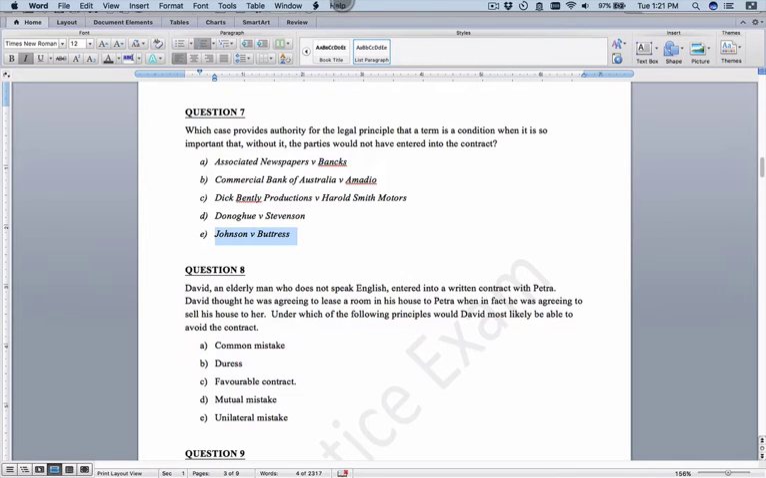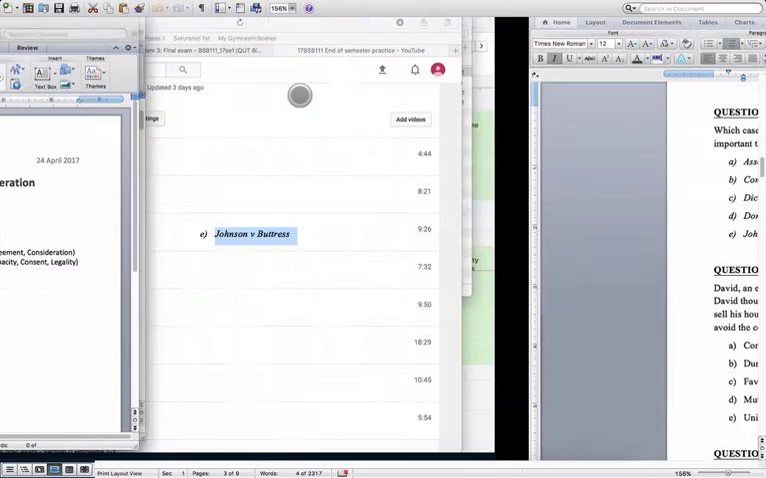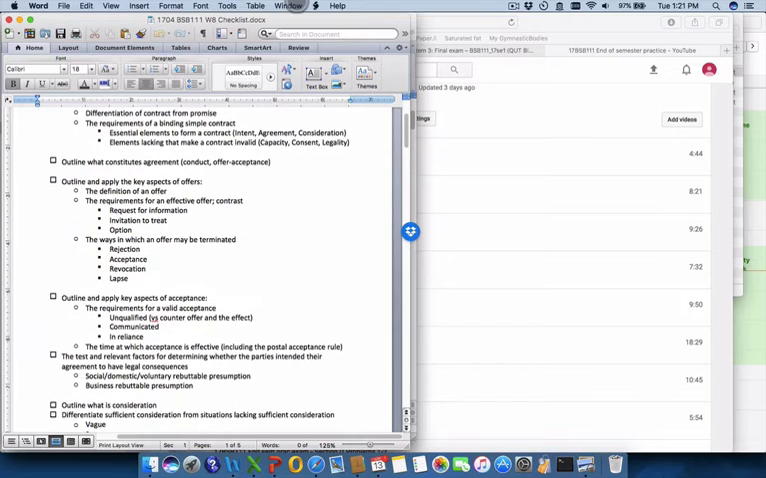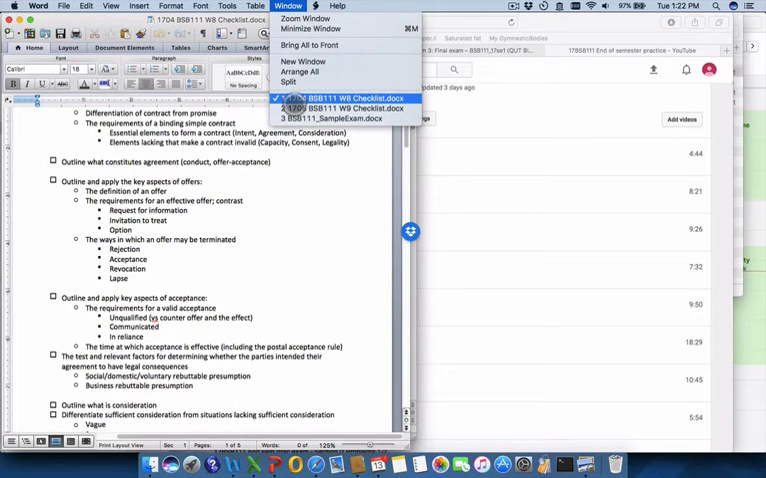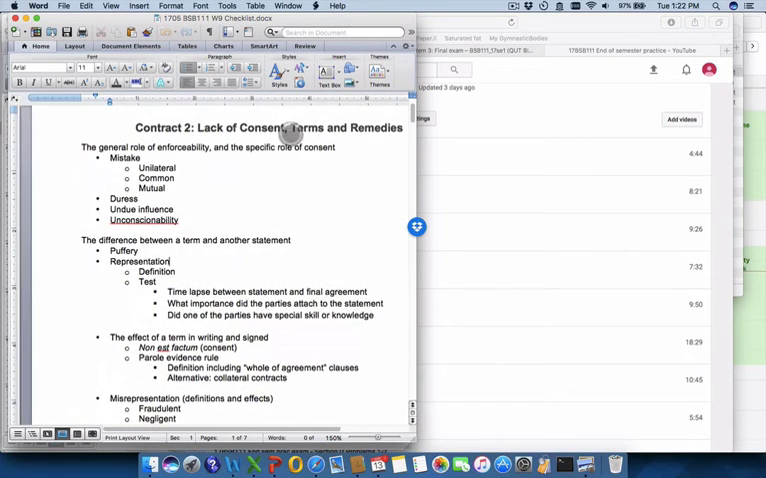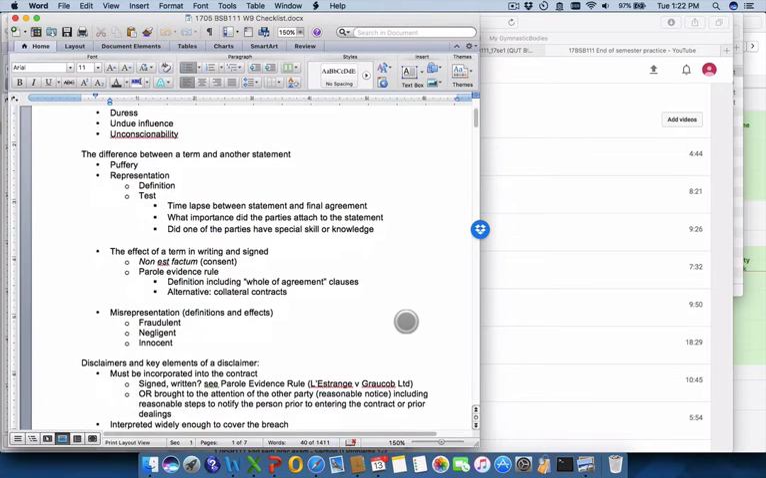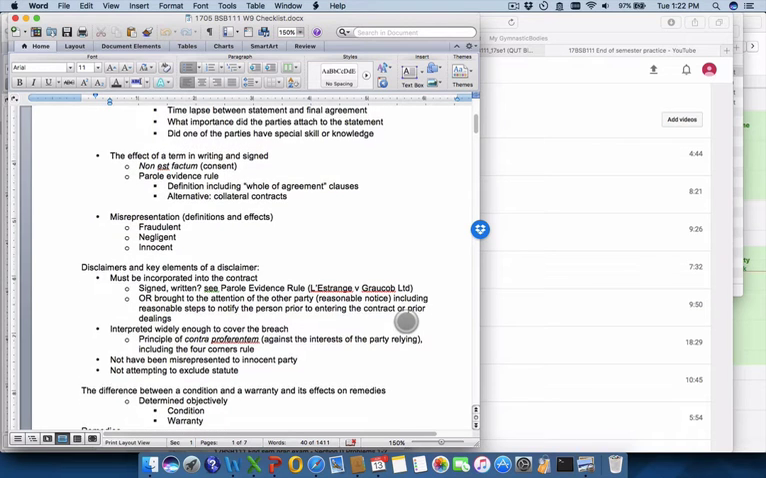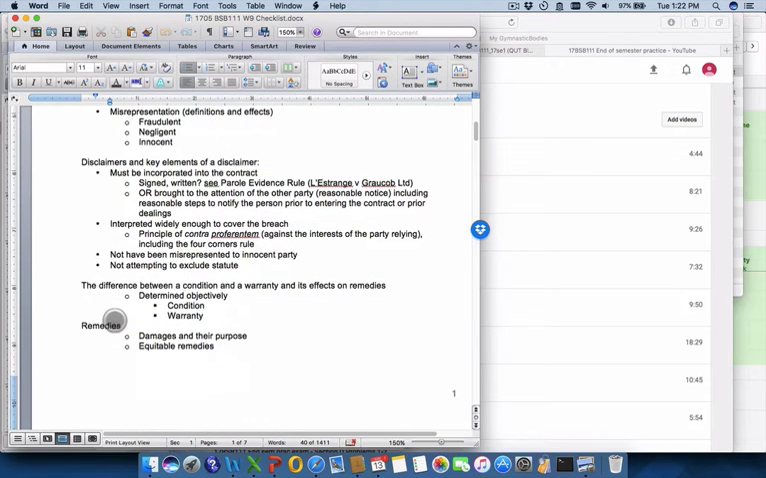So by knowing that rough structure of the course, I know that it's not going to be in my week 8 checklist, right? I know that it's actually going to be in my week 9 checklist. So if I go to my week 9 checklist, I can start to get an understanding of where it might be. This is a summary page of the whole thing, and I know that it's about this topic, right? The difference between a condition and a warranty. Okay, so that's the specific area that we're dealing with.